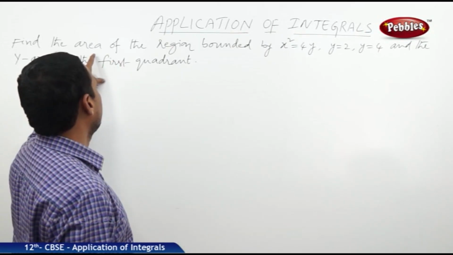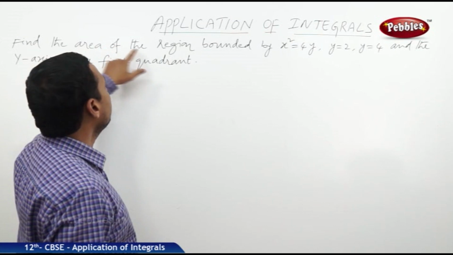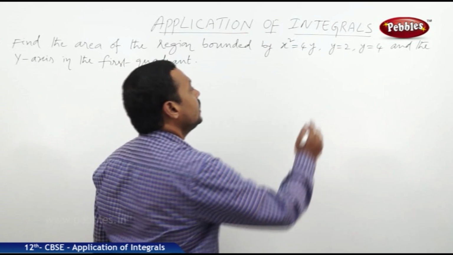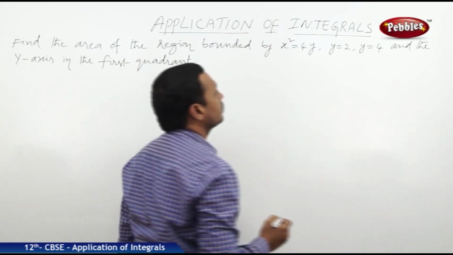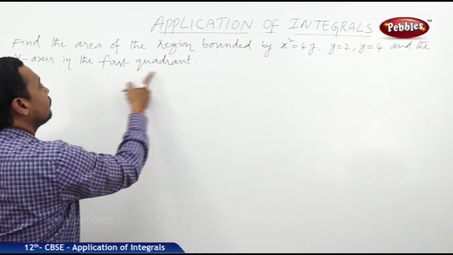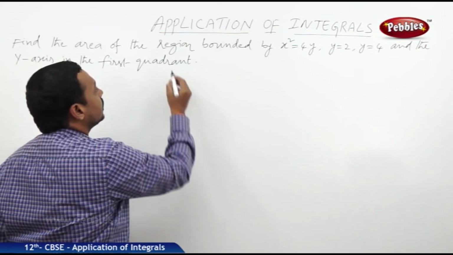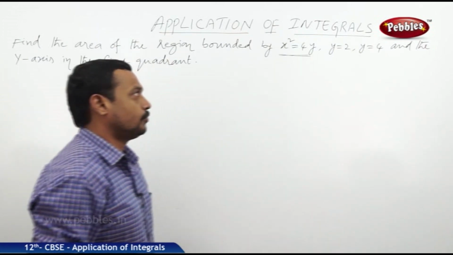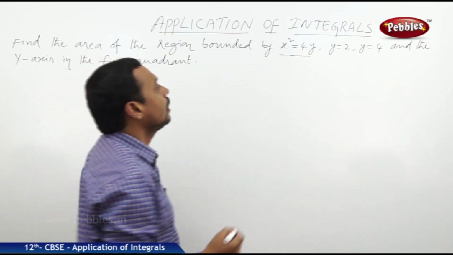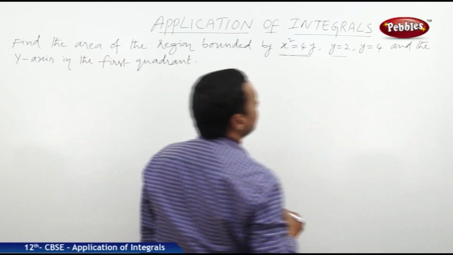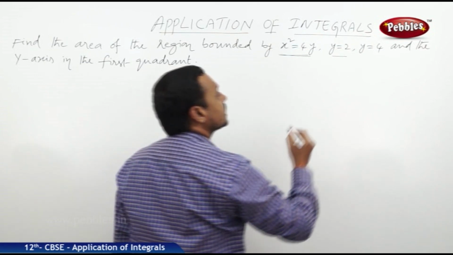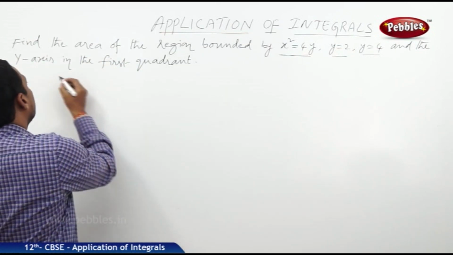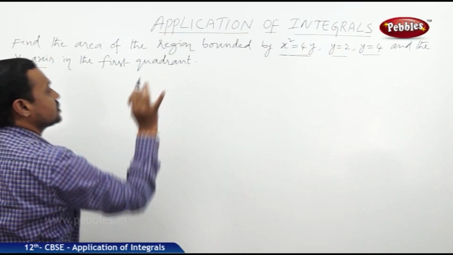Now here is one more problem on areas: find the area of the region bounded by x square is equal to 4y, y is equal to 2, y is equal to 4 and the y axis in the first quadrant. The curve x square is equal to 4y represents a parabola, and y is equal to 2 is a straight line parallel to the x axis, and y is equal to 4 is also parallel to the x axis, with respect to the y axis in the first quadrant.